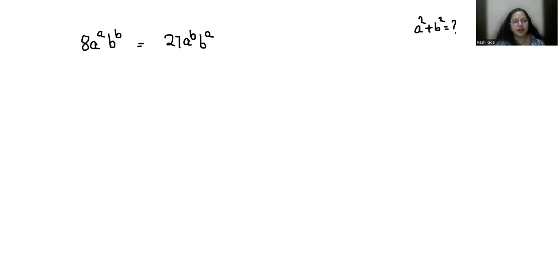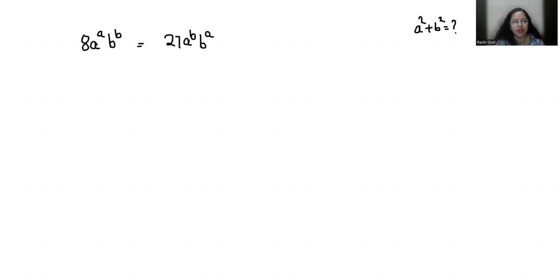My name is Rashi Goyal and in this video we are going to solve 8 a^a times b^b is equal to 27 a^b times b^a, and we have to find a square plus b square. So let's start with today's video solution.